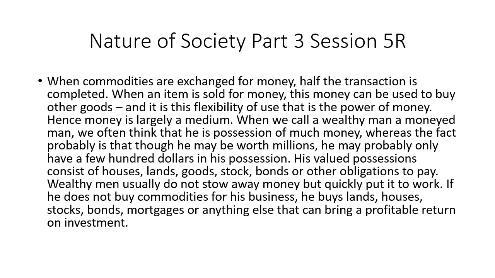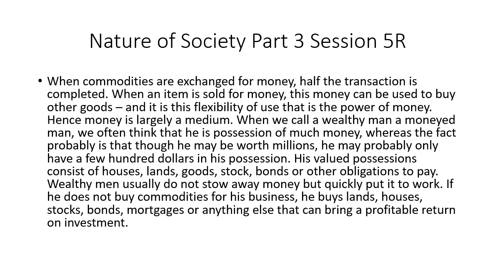When commodities are exchanged for money, half the transaction is completed. When an item is sold for money, this money can be used to buy other goods, and it is this flexibility of use that is the power of money. Hence, money is largely a medium.